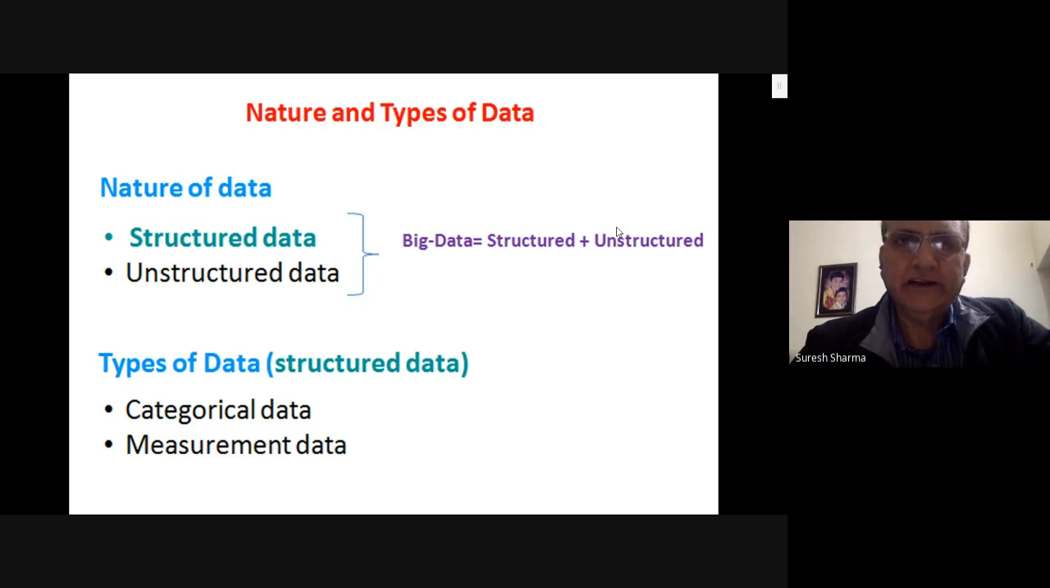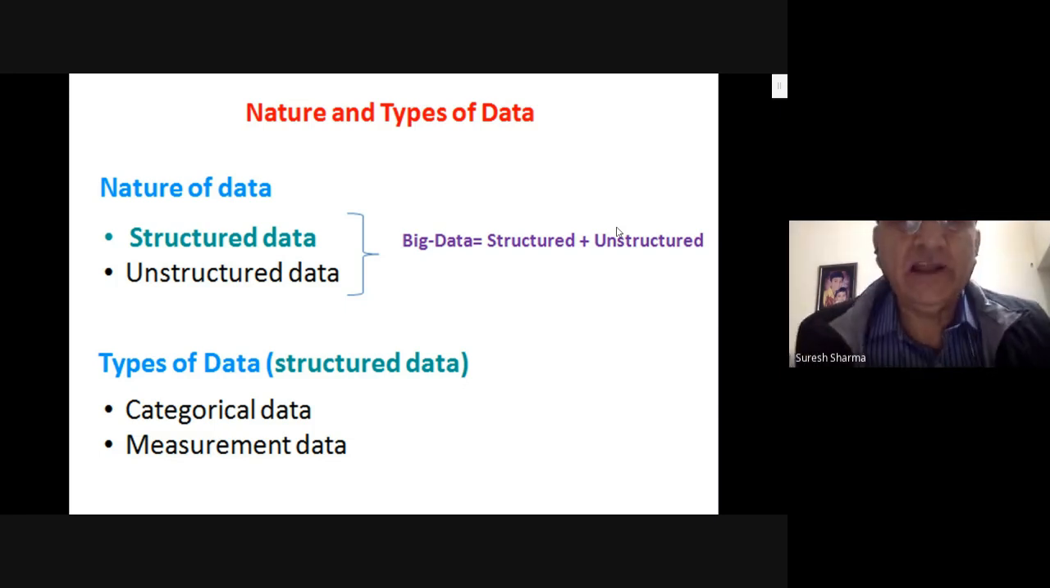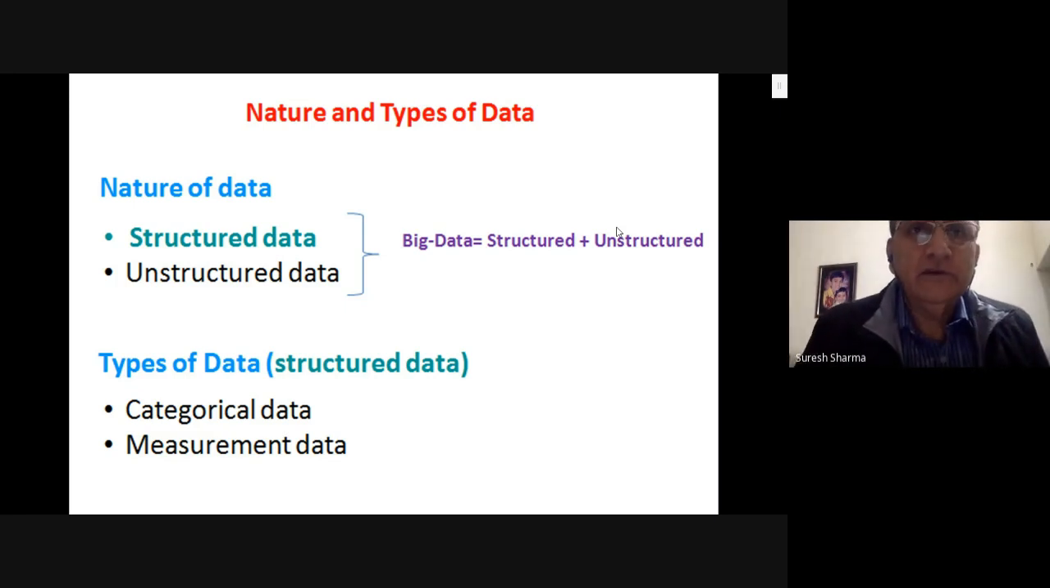For example, gender. Now, gender is not numeric as such. It's male and female. But I can always assign certain codes, say male as one, female as two. So it becomes numeric. And then go for counting of ones. Counting of one means counting of males. Go for the counting of two. Counting of two means counting of females.